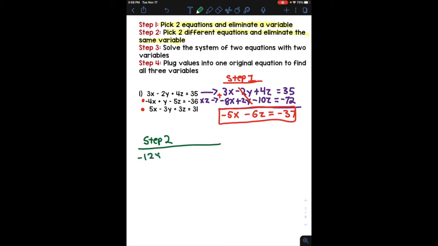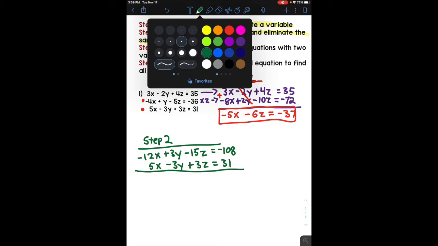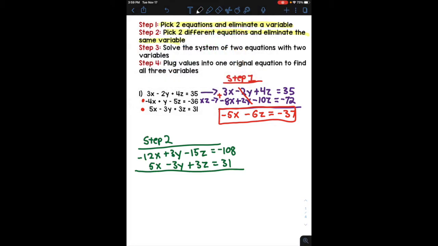Negative 12x plus 3y minus 15z equals negative 108. We're multiplying every term in the second equation by 3, and the third equation I'm just going to copy underneath. As you can see, the terms with the y's have opposite coefficients, therefore we can add these 2 equations, similar to what we did in step 1, and again eliminate the y.